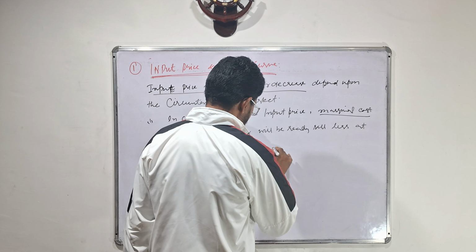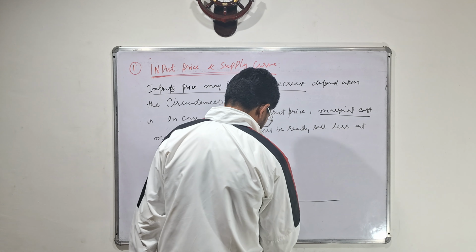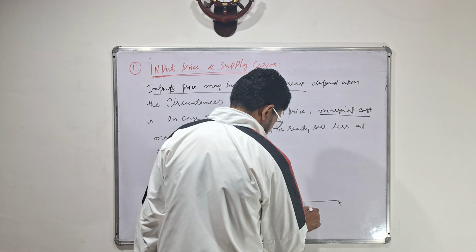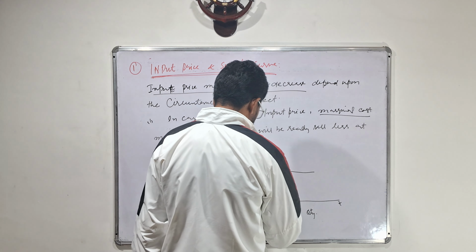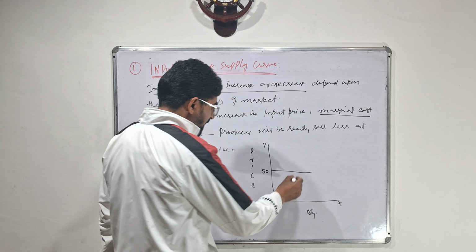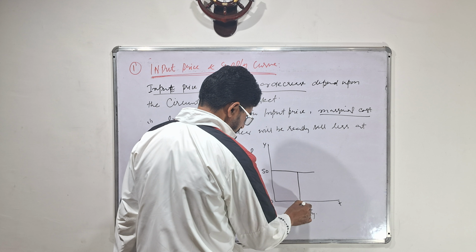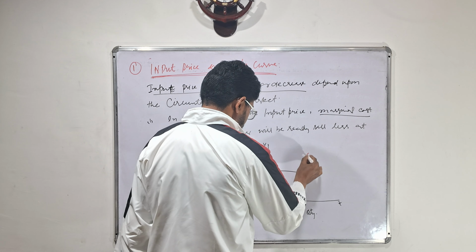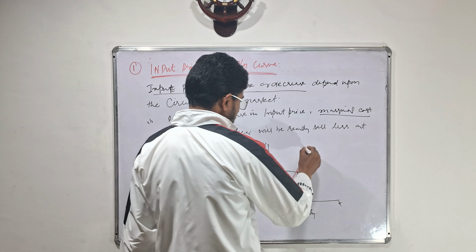I will show this case so that you can easily understand. This is 0, this is X. Here I write price, here I will write quantity supplied. This is the price, it will be kept constant. This is the existing price, for example 50 units. This is the initial supply curve. I will draw the initial supply curve, initial supply S.